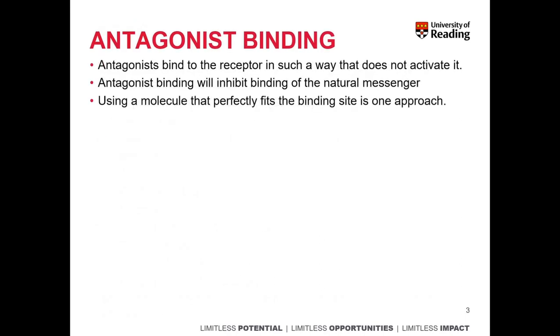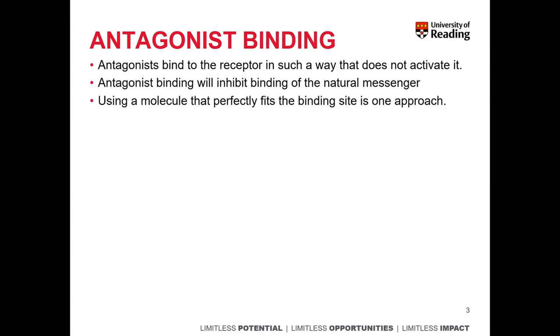Antagonists are designed to have the opposite effect on receptors to agonists. So they're designed to bind to the receptor, but bind to it in such a way that that receptor is not activated. So you can think of them as inhibitor molecules. They prevent receptor activation. Now, antagonists will bind to the receptor, but they won't activate it.